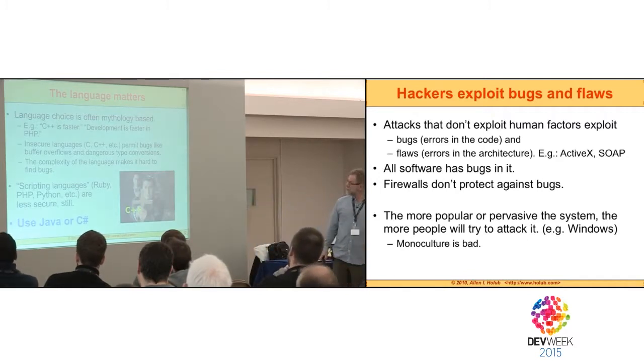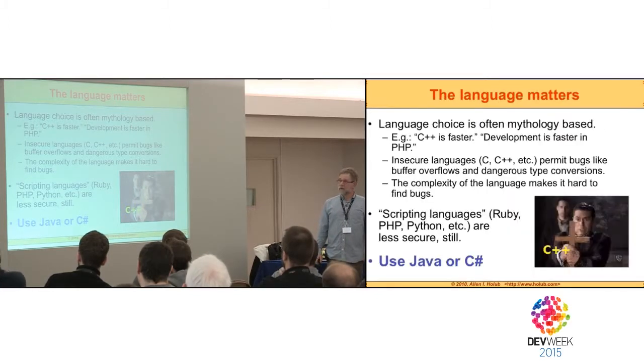The language really matters too. For example, C and C++ are extremely vulnerable. We've all heard about buffer overflow problems. Does everyone know how a buffer overflow attack works? Does anyone know?